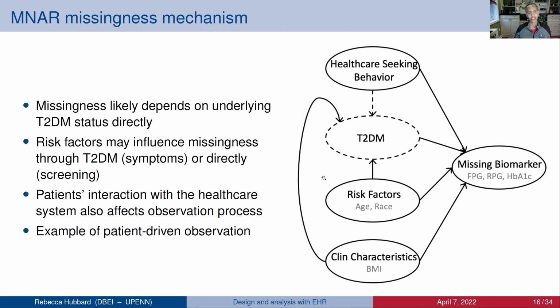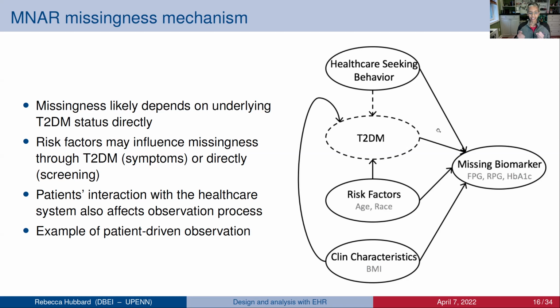However, typically data provenance is actually much more complicated, and healthcare seeking behavior, which I would consider to include all sorts of things like health literacy, healthcare access, health insurance status, and so on. Those things will also be associated with whether or not the patient turned up, got evaluated, was willing to go have their blood drawn, and so on.